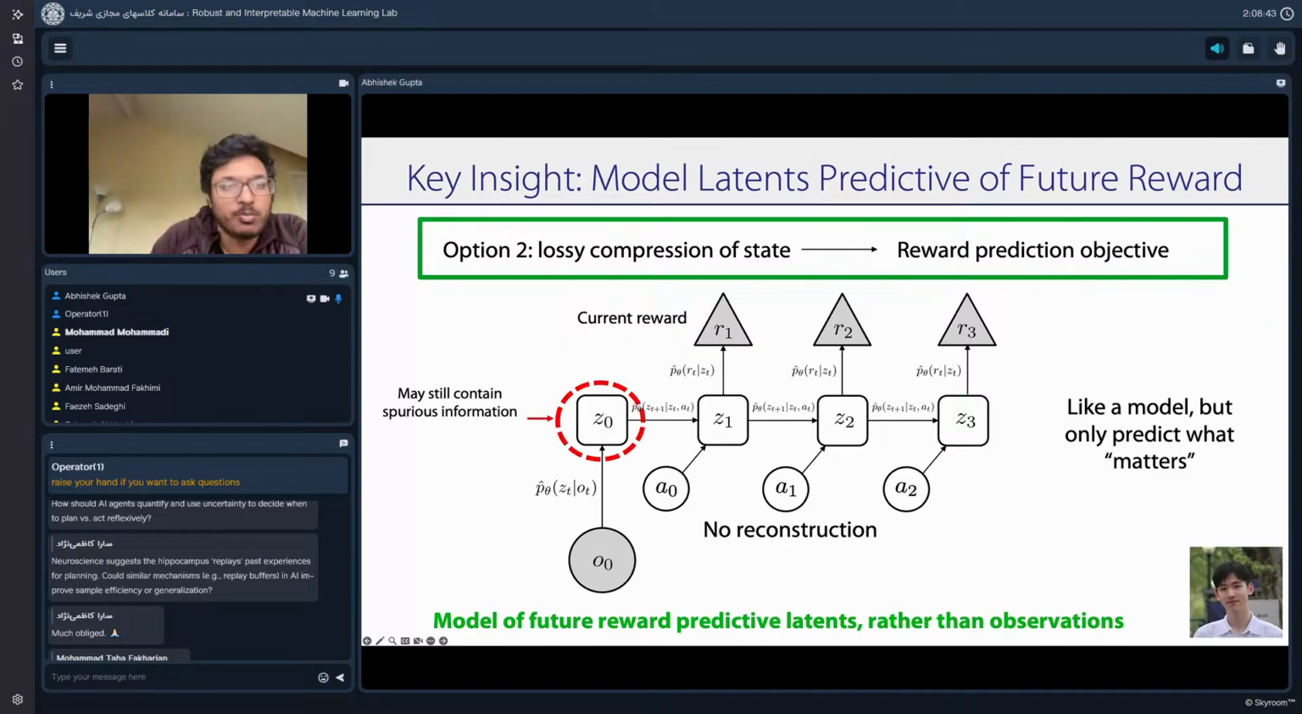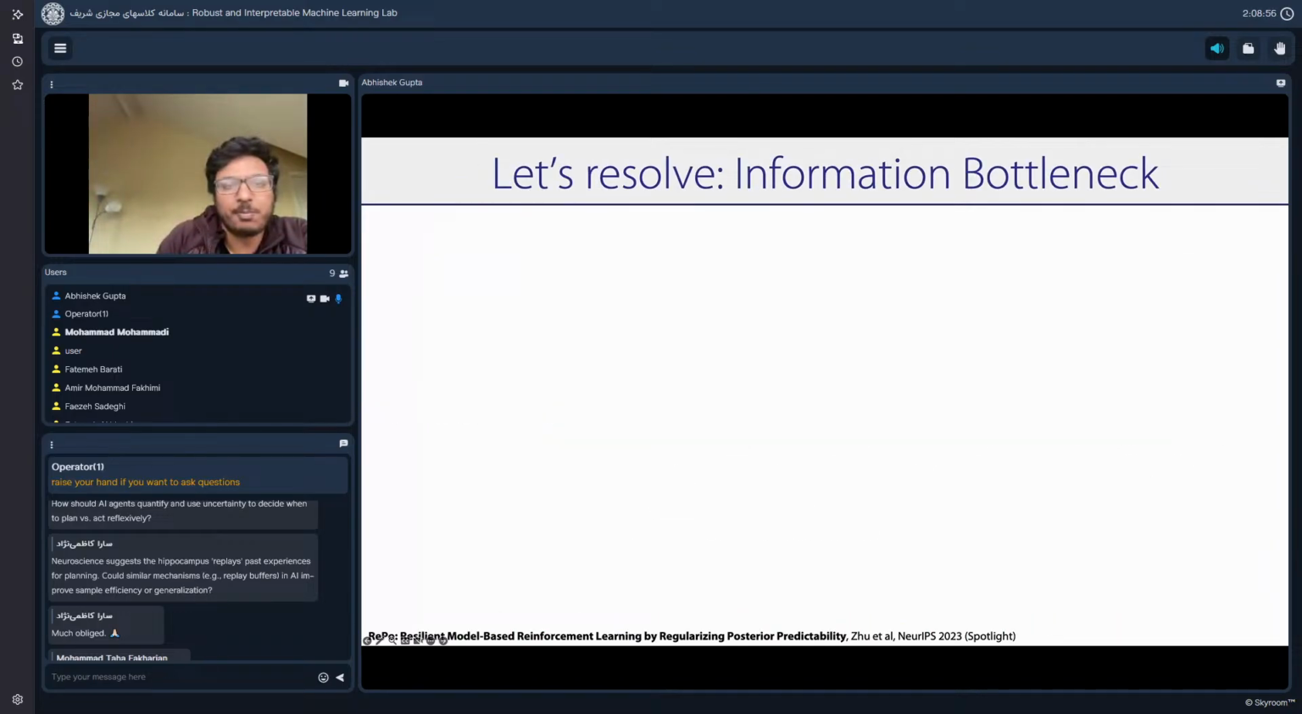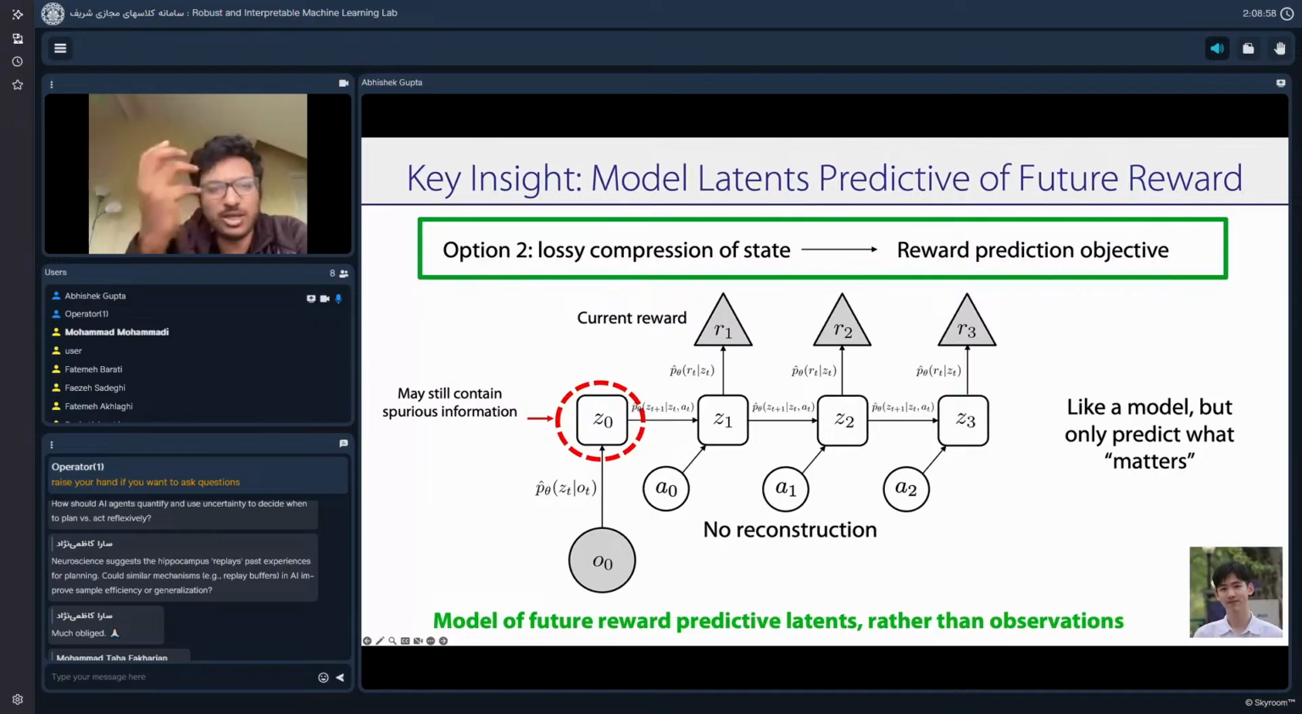Okay, so this is great, but what you find is that this objective by itself can still contain some spurious information, more information than you need. Essentially, nothing in this objective tells you to drop the information that is not important, right? So you'll often have spurious correlations in the data.